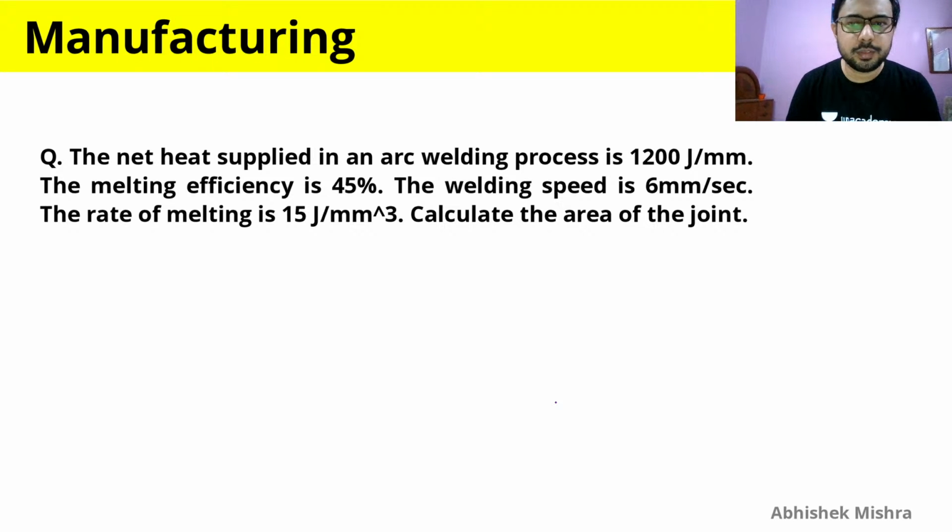Now another question we have been provided is: the net heat supplied in an arc welding process is 1200 joule per mm. Melting efficiency is 45%. Welding speed is 6 mm per second. And rate of melting is provided as 15 joule per mm cube. Calculate the area of the joint.